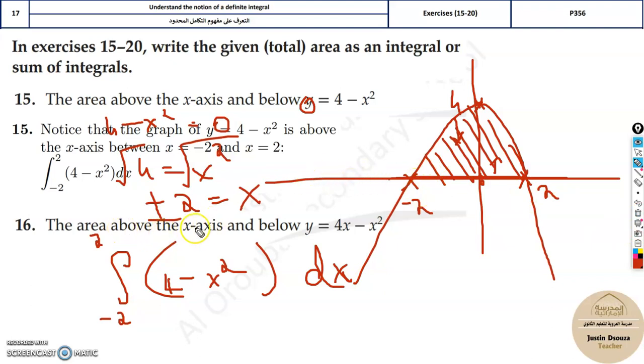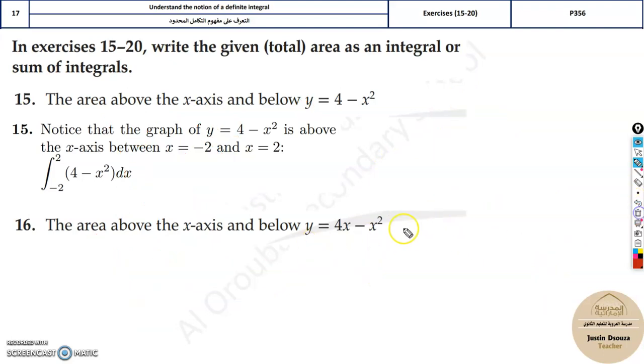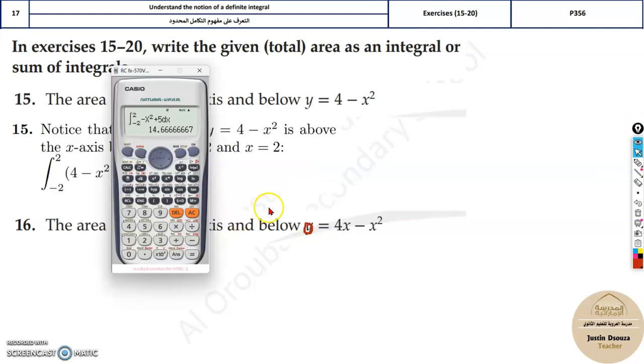Whenever they ask you above the x-axis, that means above the x-axis and below the curve, the curve must be opening downwards. So this is the case. Even over here, it is very simple. You need to just equate this to 0. Now let us solve by equating to 0. You can do it as a quadratic.